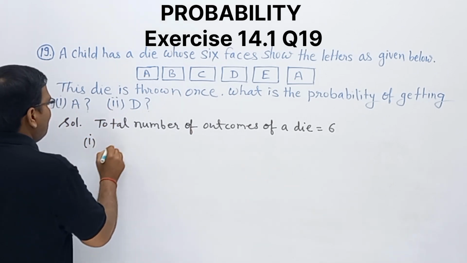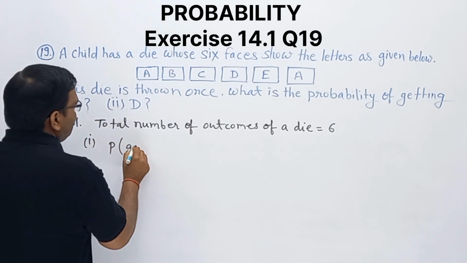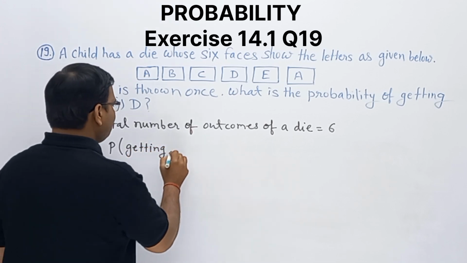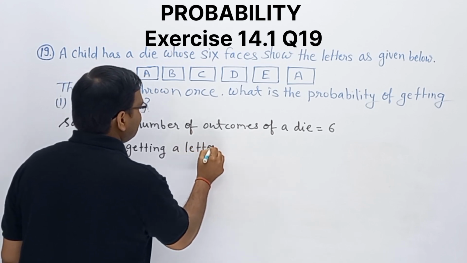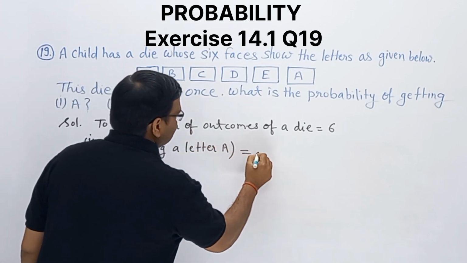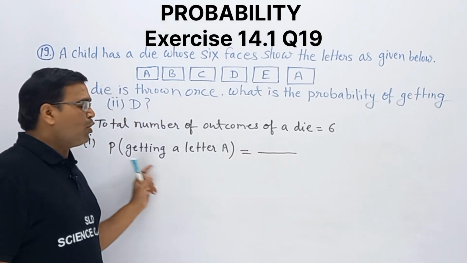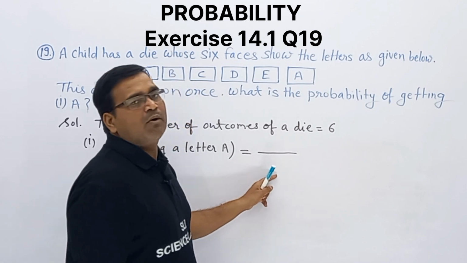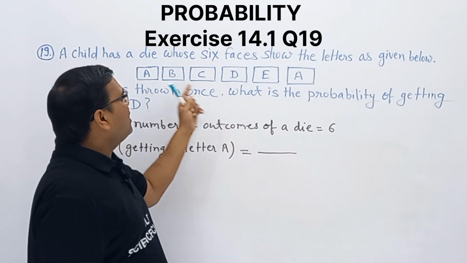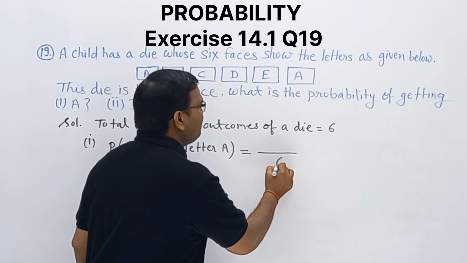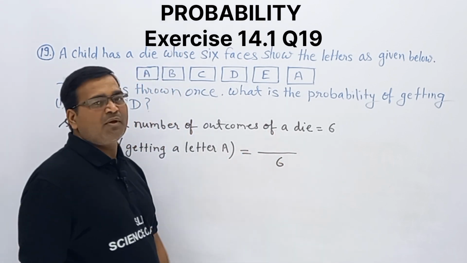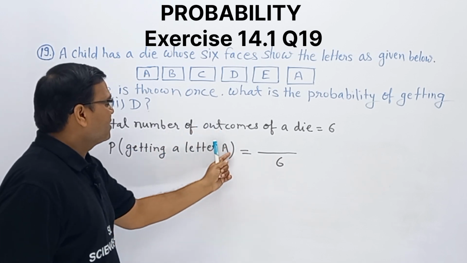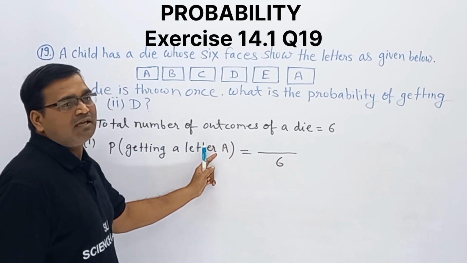I am taking the first one. Probability of getting a letter capital A. Probability of an event is equal to the number of favorable outcomes divided by total possible outcomes. Once we throw a die, total possible outcomes are 6. Now what about the number of favorable outcomes for getting a letter capital A?